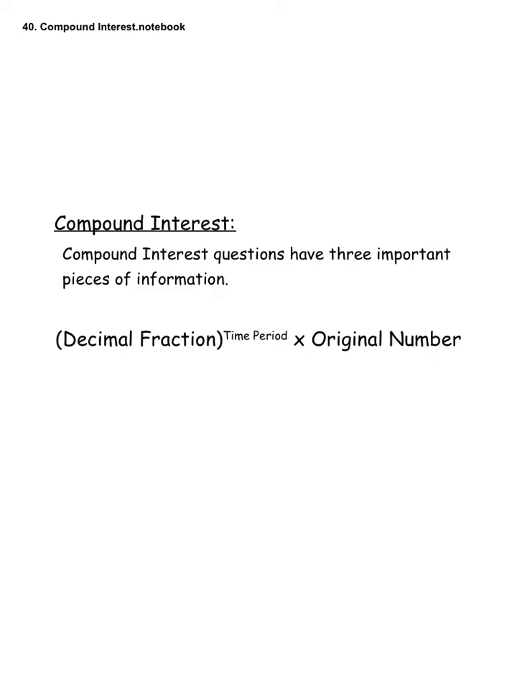Compound interest questions have three important pieces of information that you need to know from the question. You need a decimal fraction, either an increase or a decrease, depending on what your question is about. A time period, so over 3 years or over 2 days or over a couple of hours, that kind of thing, multiplied by the original number. So either that will be an investment that you made in a bank account or a number of cells that are in a bacterial culture or something like that.